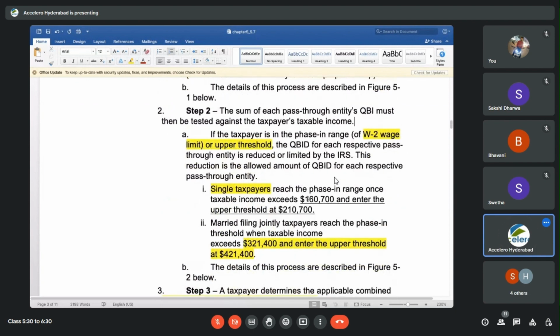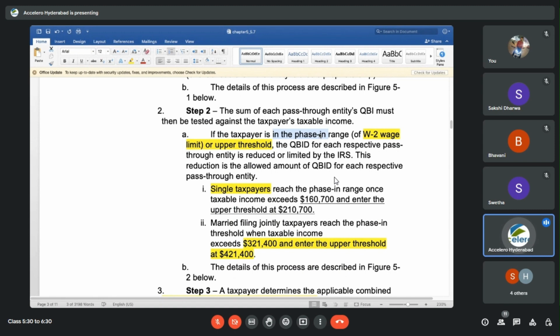Then we'll have to take the sum of each pass-through entity and test it against the taxpayer's taxable income. So if the taxpayer's income is very high, again the phase-in rules will come up. If the taxpayer's income is lower than a certain level, the entire deduction can come in. If the taxpayer's income is in the phase-in range, meaning some middle range.